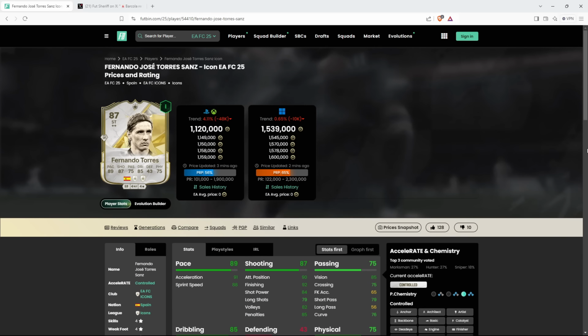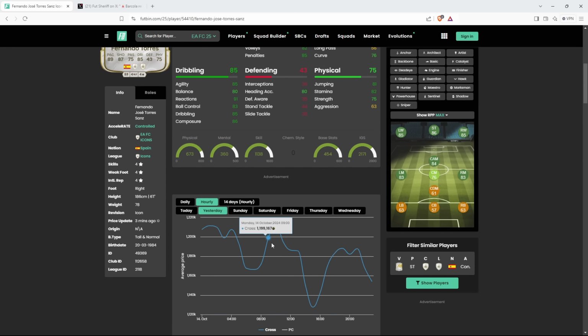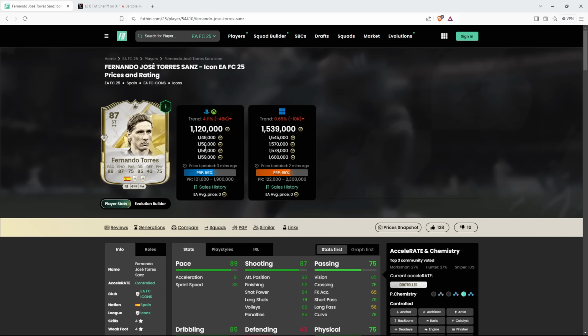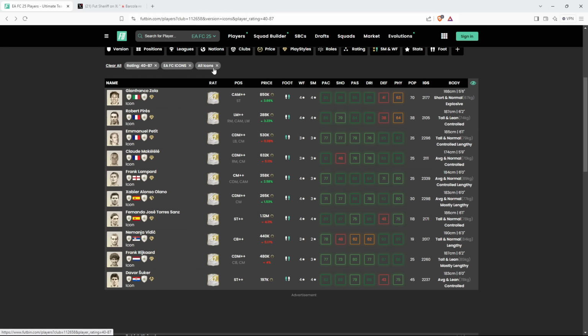I do think if this card gets panic sold, personally, I will be looking to flip him. Just because, let me quickly show you. Yesterday, this card was all the way at 1.2 million coins. And I do think if this Torres drops to around 1.1, 1.05, in my opinion, is going to rebound as people realize the pack weight on the icon SBC is awful. So what they do, they go back on the market and they rebuy the card they sold when they panic sold. So that is trading with icons.